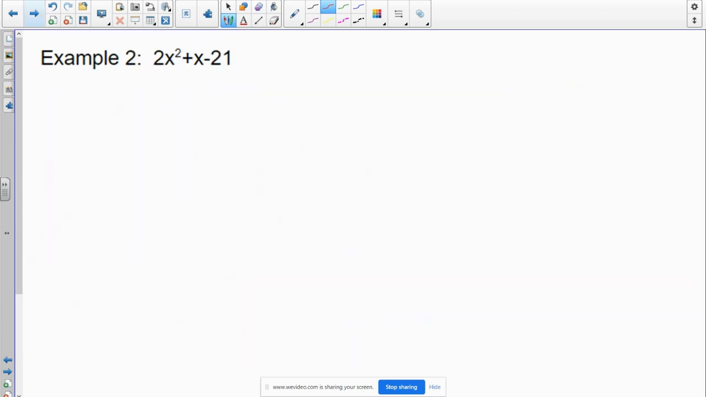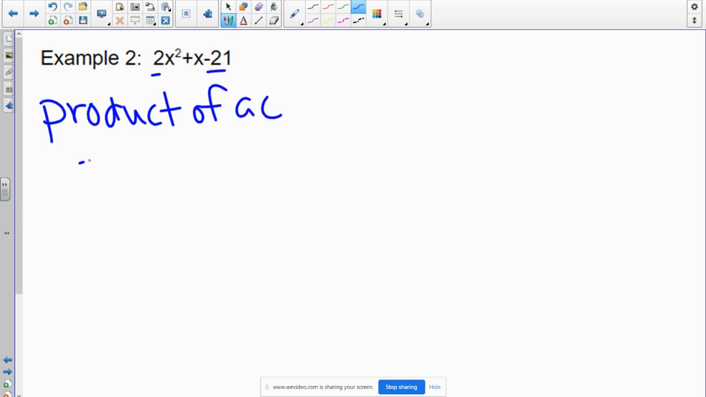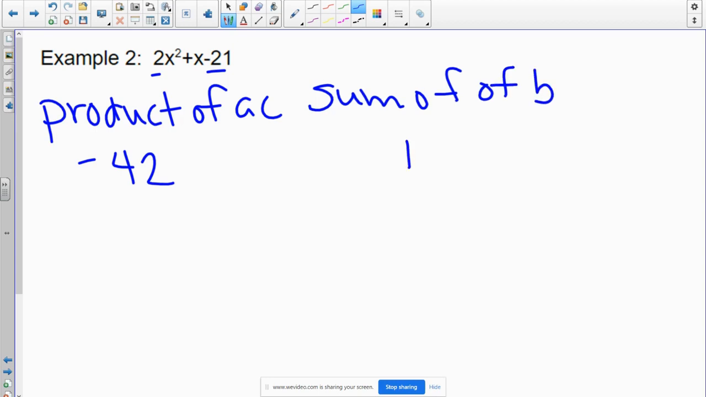Here's another one. This time we'll do the grouping first because I went the other way. So you're going to do the product of A and, sorry, A and C. So that's 2 and negative 21, which is negative 42. And the sum of B, in this case, is 1.